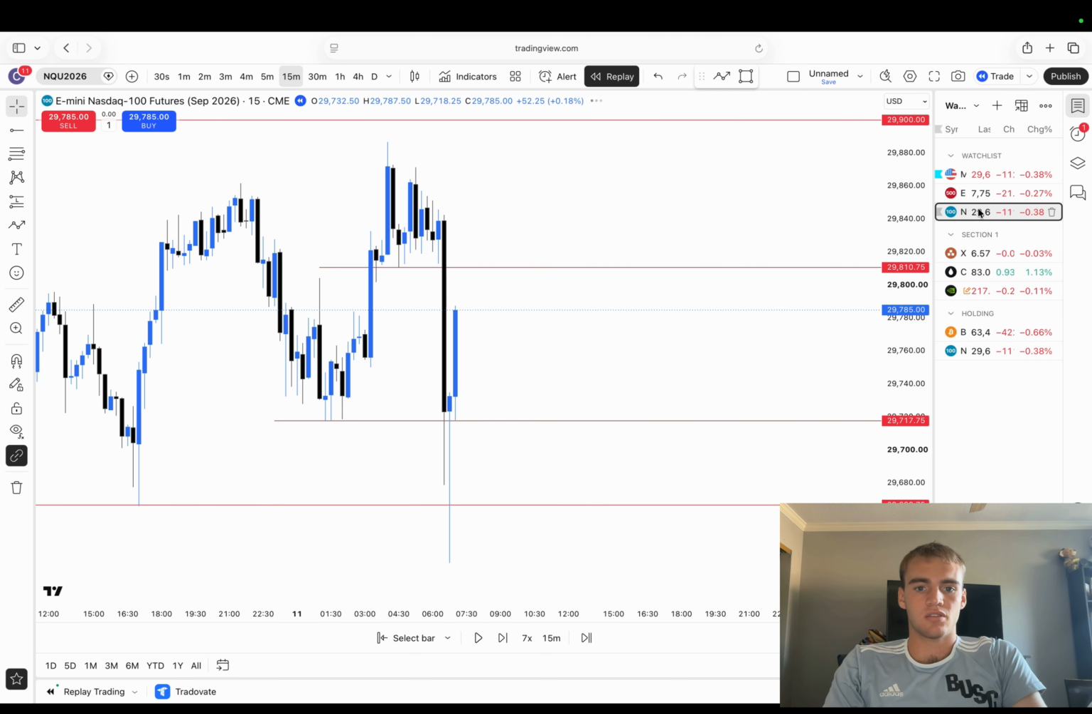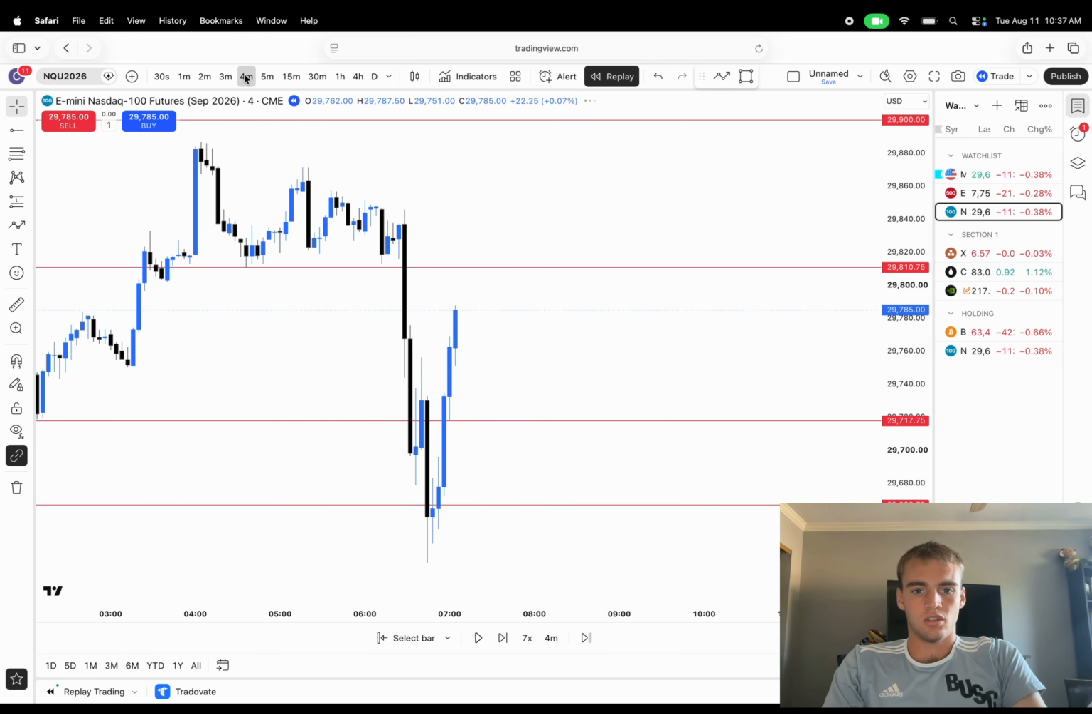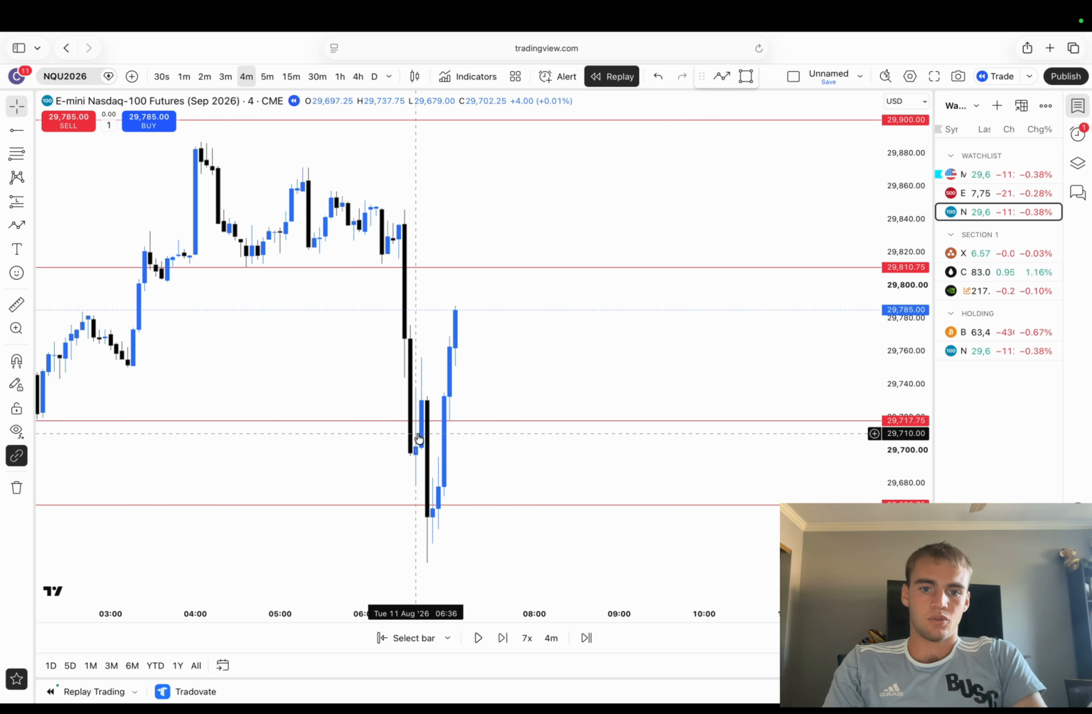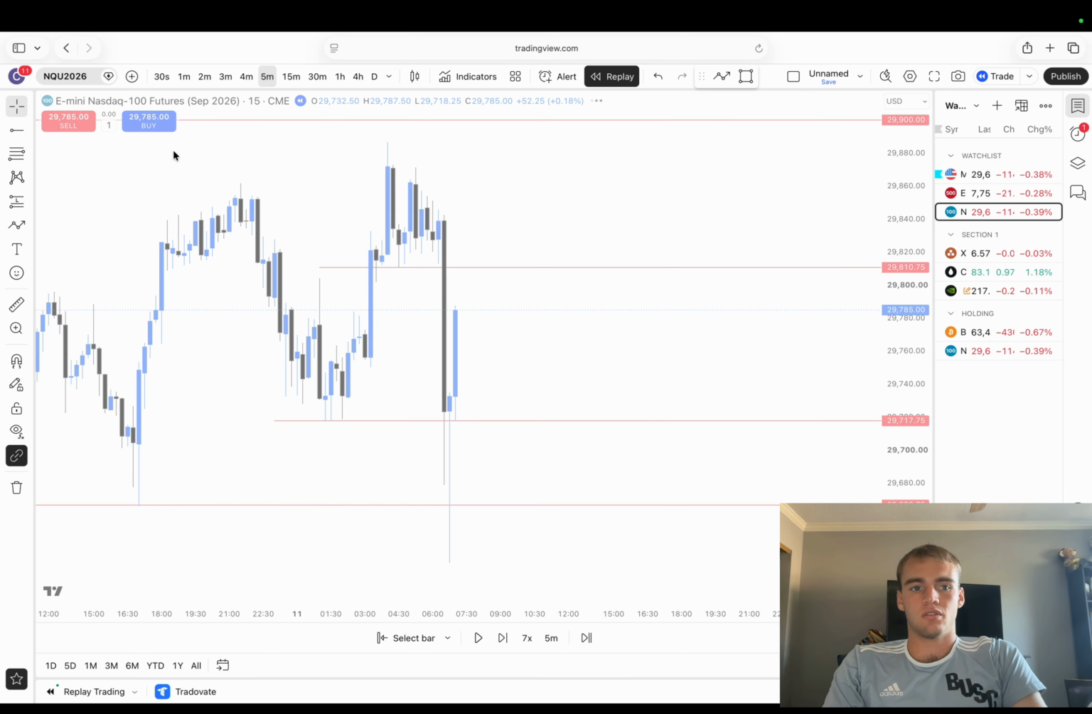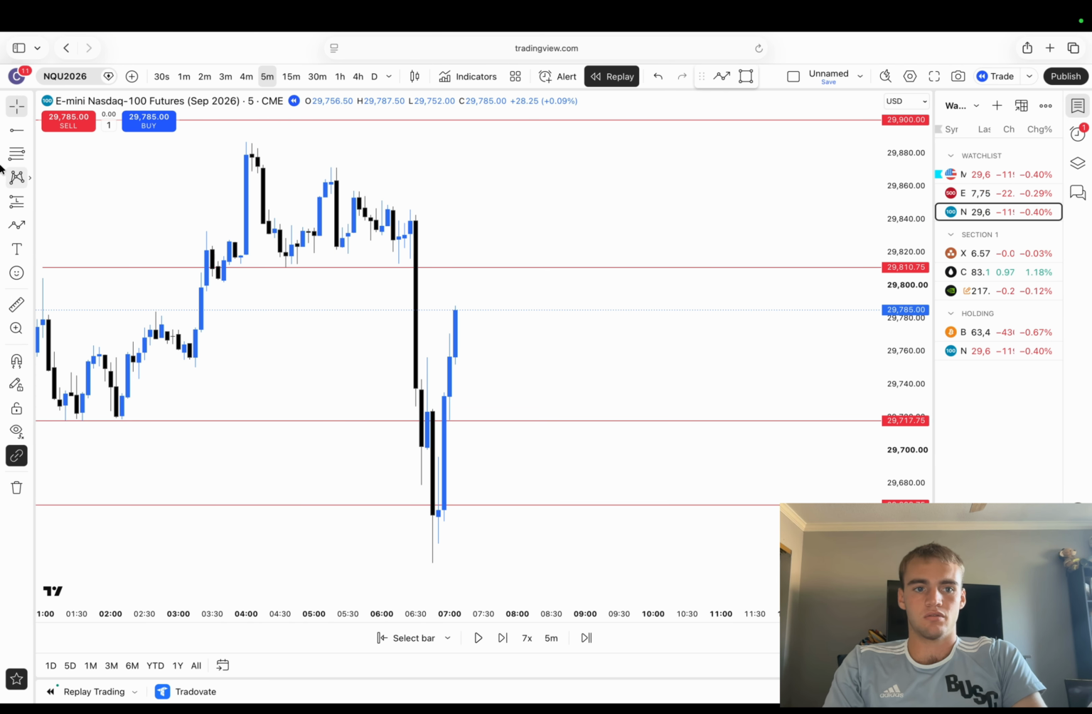Dang, I was on ES the whole time. Wow, okay, well, oops. We end up inversing on 4-minute right here, as you can see. Pretty much exact same thing. We're in the 15-minute. At this point, want to see retrace down into a 5-minute gap and then take continuation longs out of that.